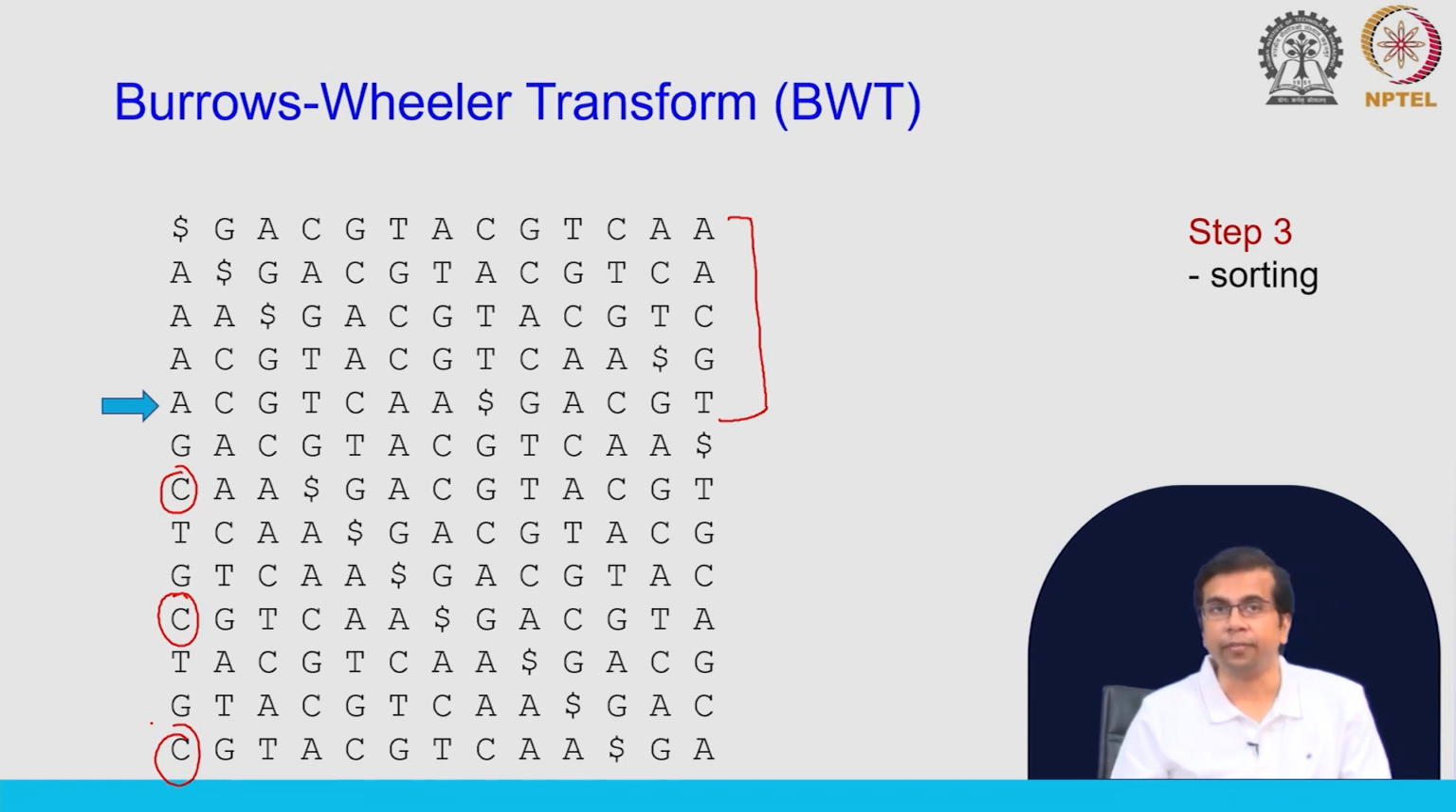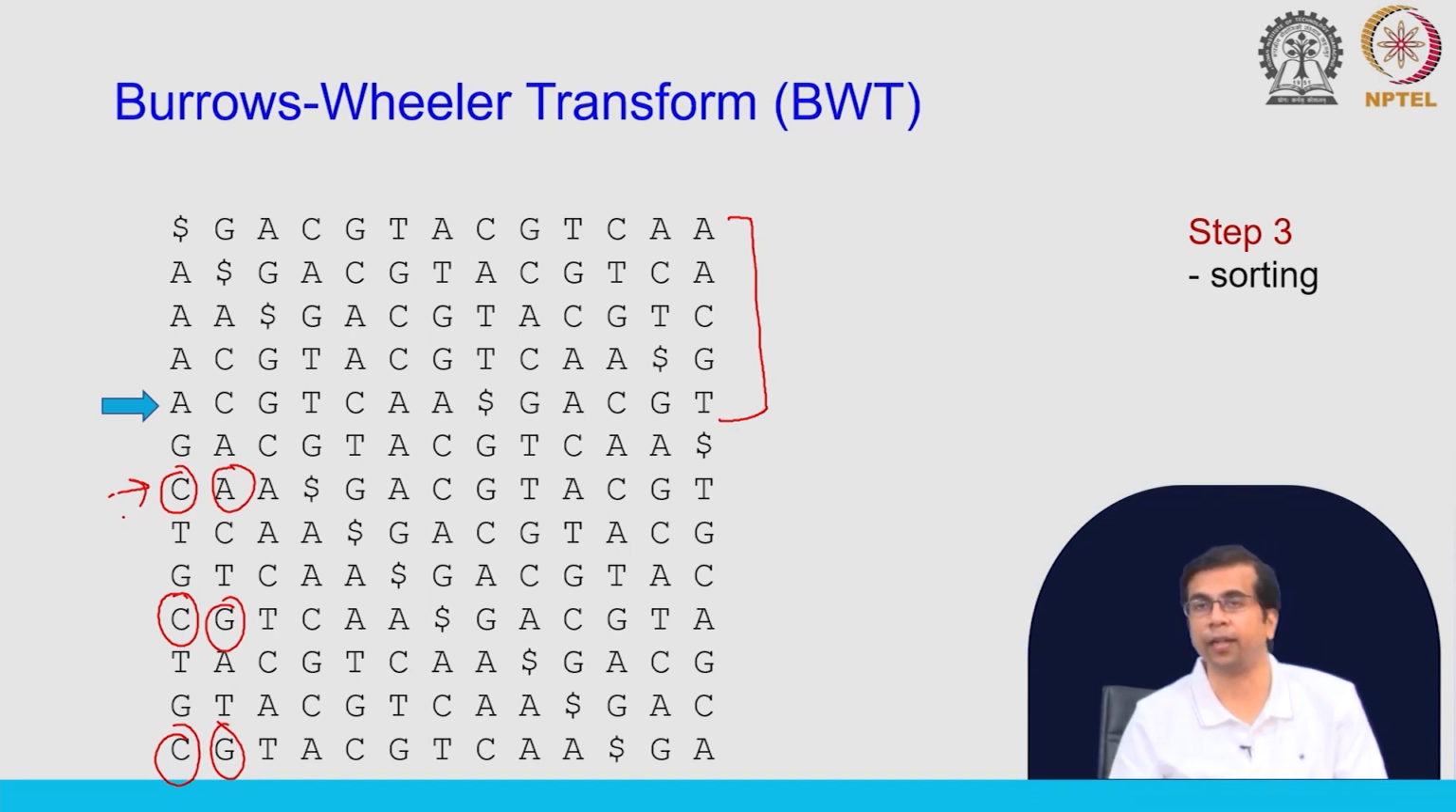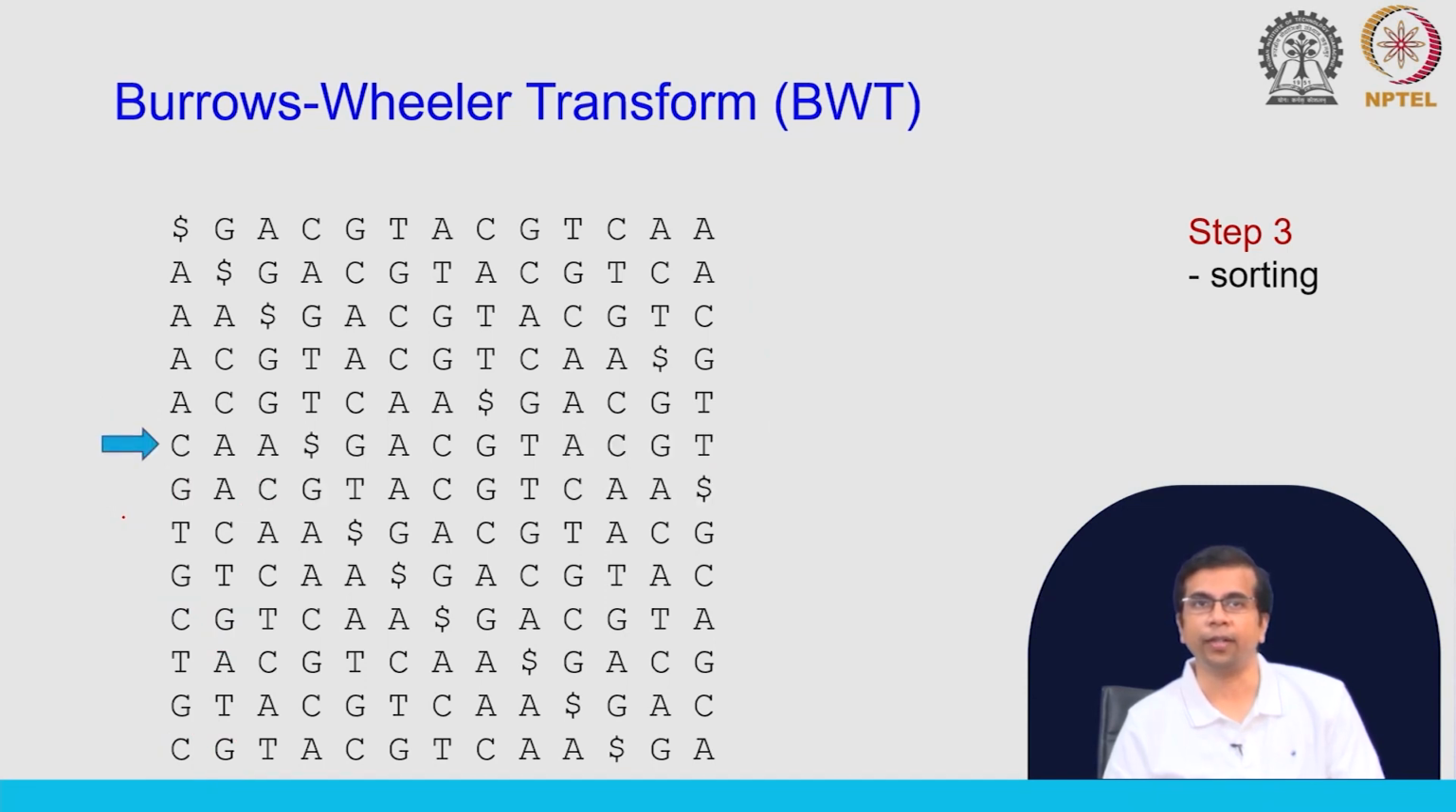Again there are 3 that start with C. Then we look at the second letter: we have A, we have G, we have G. So, this one starts with A, the second letter is A. So, we will choose this one, and this will come up here, and we have sorted this one.